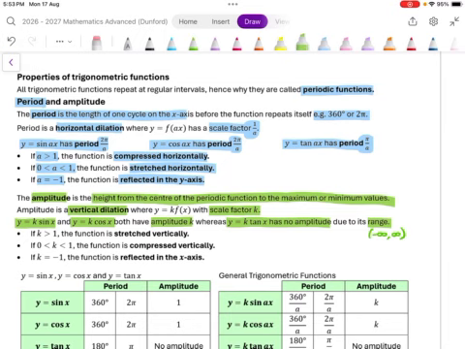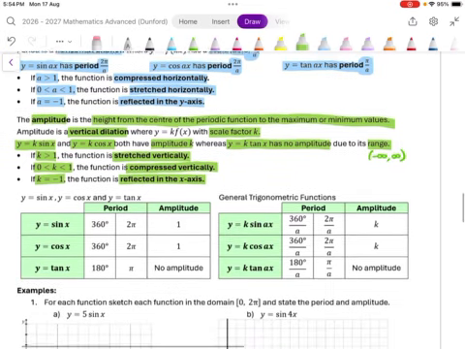Now, if k is greater than 1, the function is stretched vertically. If 0 is less than k is less than 1, the function is compressed vertically. And if k equals negative 1, the function is reflected in the x-axis. So remember, our amplitude is the distance from our center of our function to the maximum and minimum point. And because there is no maximum and minimum points for tan, we have no amplitude. The k value does still affect the graph, making it skinnier or wider.